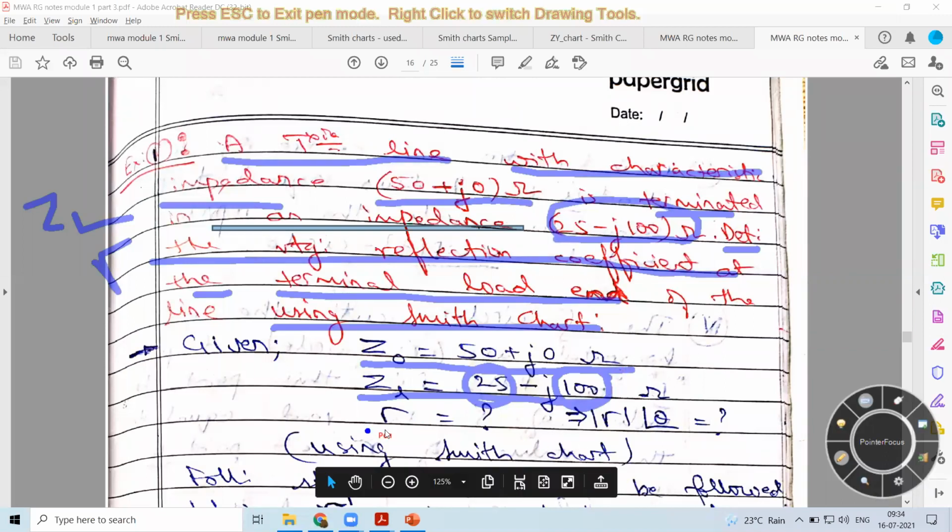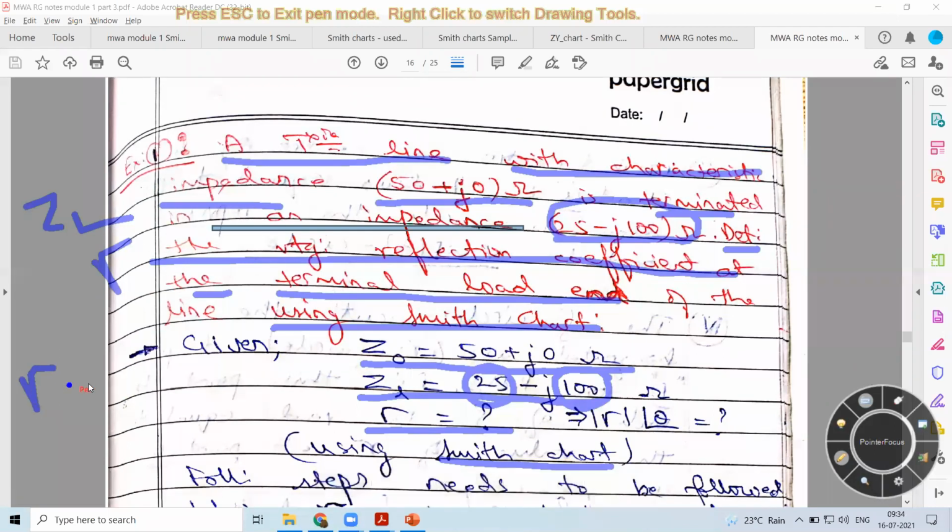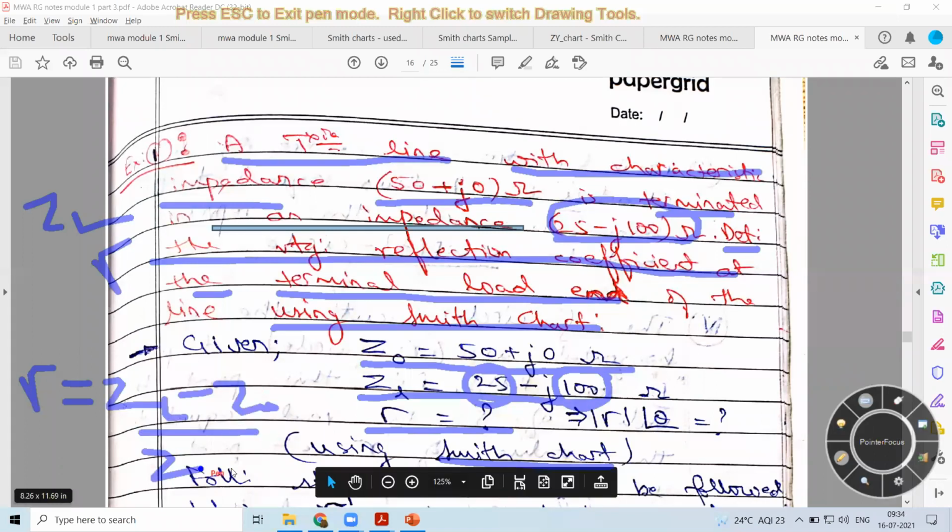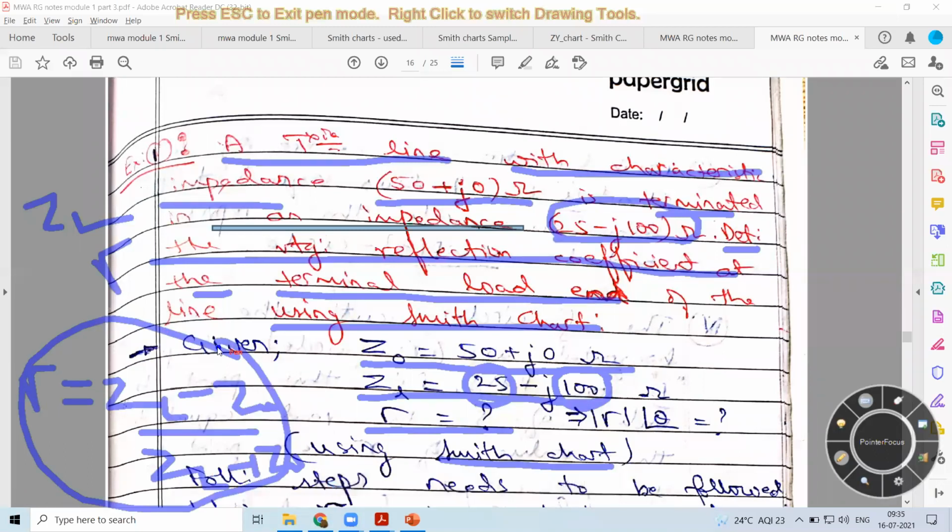We need to identify the overall reflection coefficient, and for that purpose we need to use the Smith chart. Now if you remember, you can identify the reflection coefficient using ZL minus Z0 divided by ZL plus Z0. So this you can utilize for cross verifying whether you are getting the appropriate value after you have used the Smith chart.